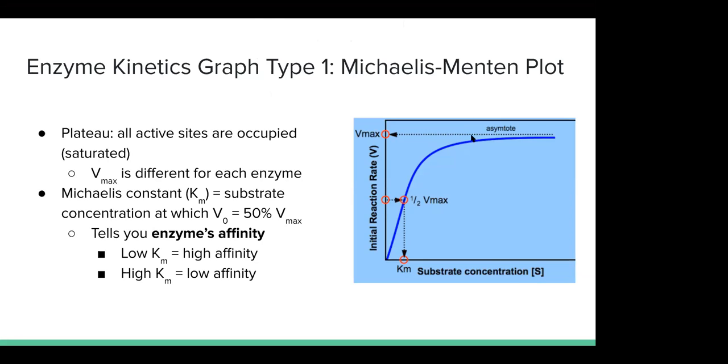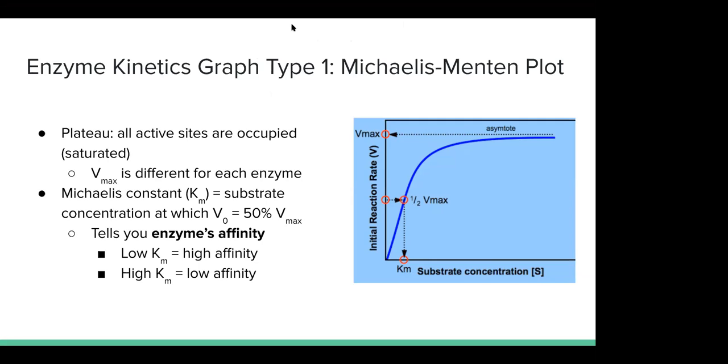I guess to speed up the reaction. Okay, so an enzyme with a low Km has a high affinity for a substrate because the enzyme requires a lower amount of substrate to achieve half of Vmax.